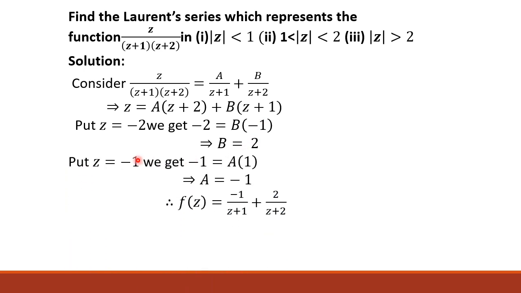Now we give z value as minus 1. The left side is minus 1 and the right side is a into (minus 1 plus 2), that is 1. The second term is 0. Now we get the value of a as minus 1. After getting the values of a and b, we substitute them in our f of z. So f of z becomes minus 1 divided by (z plus 1) plus 2 divided by (z plus 2).